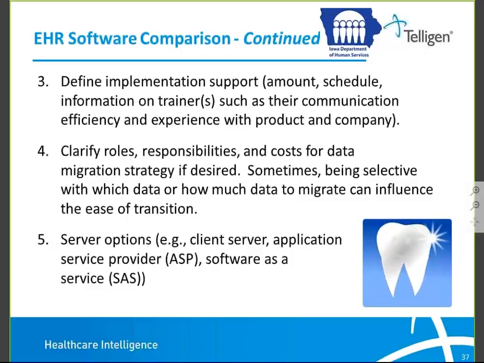And then server options. So will the system be on a client server or an application service provider, an ASP, or software as a service, the SaaS? And the vendors that you are looking at can explain the different pros and cons to each of those server options to you as you go through the process, so that you can appropriately decide what's going to work best for your particular practice, in your particular community, and so forth.